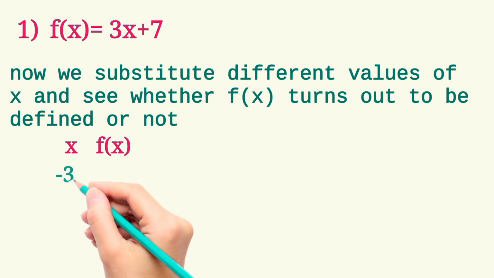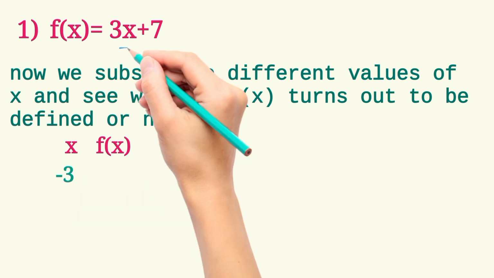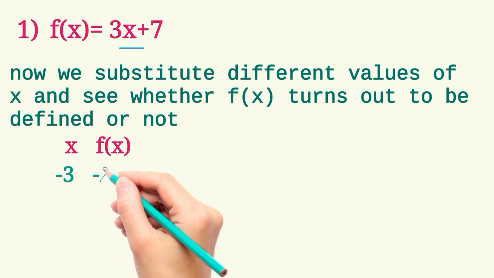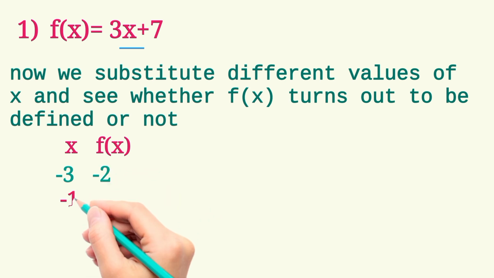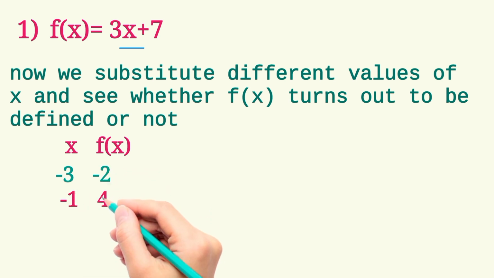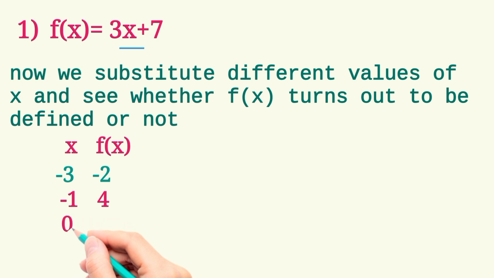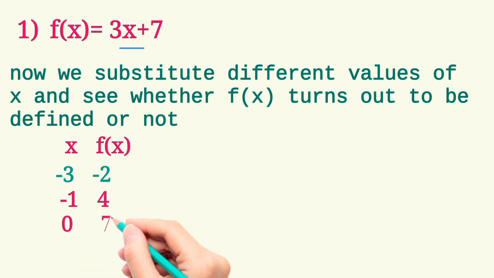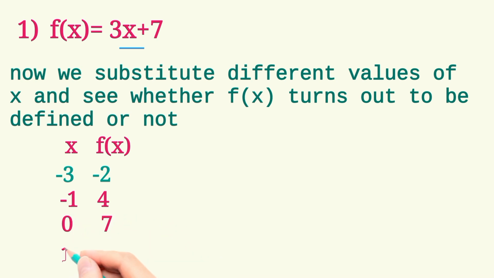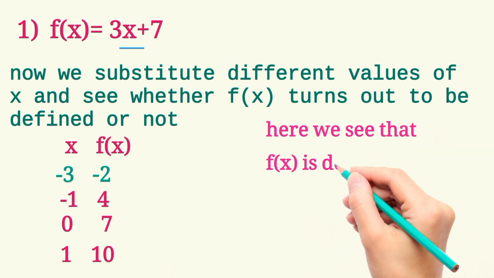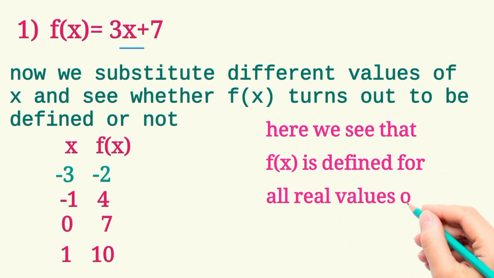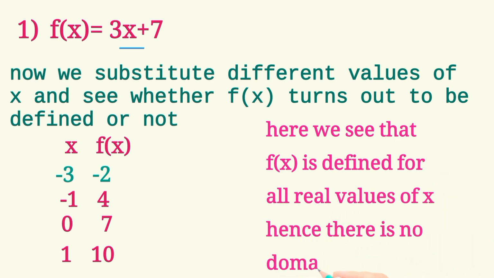On substituting x = -3 in this equation we will get f(x) = -2. On x = -1, f(x) will be 4. On x = 0, f(x) will be 7. And on substituting x = 1, we will get f(x) = 10. So here we see that f(x) is defined for all real values of x. Hence, there is no domain restriction.